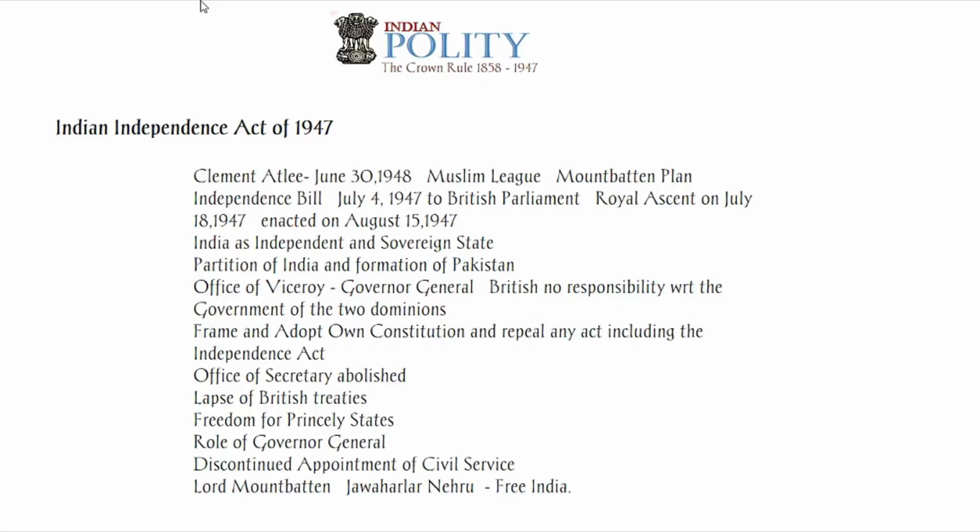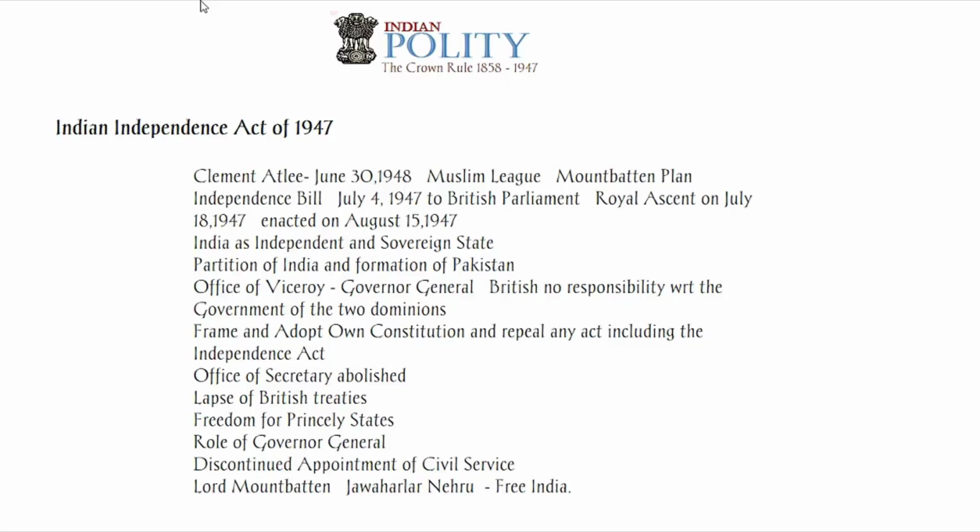It was immediately brought into effect by enacting the Indian Independence Act. The bill was introduced in the British Parliament on July 4, 1947, received the royal assent on July 18, 1947, and came into force on August 15, 1947. This act made India an independent and sovereign state. India and Pakistan were parted. The office of the Viceroy was abolished. A Governor General was appointed to each parted dominion by the consent of the Dominion Cabinet.